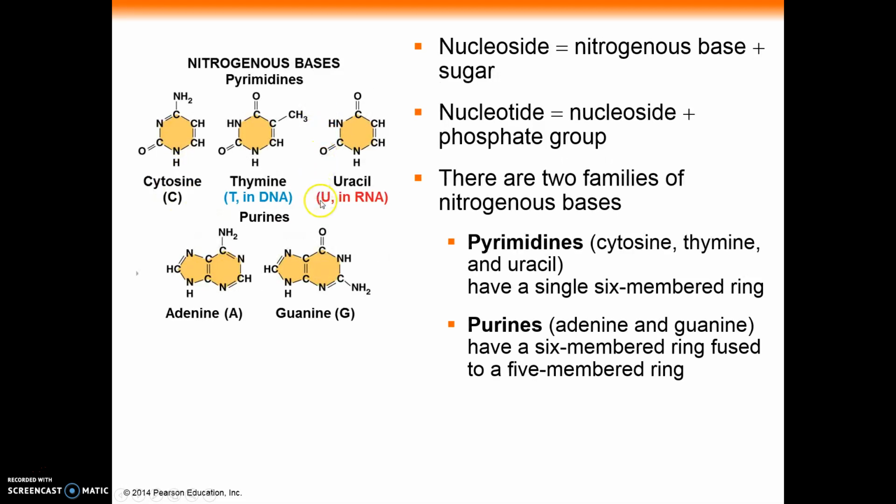There are two main groups or two families of nitrogenous bases. One is the pyrimidines, so this is cytosine, thymine, and uracil. Thymine is only in DNA, uracil is only in RNA. Why? Well, this is one way that the cell uses to figure out what is DNA and what is RNA. It utilizes this system.